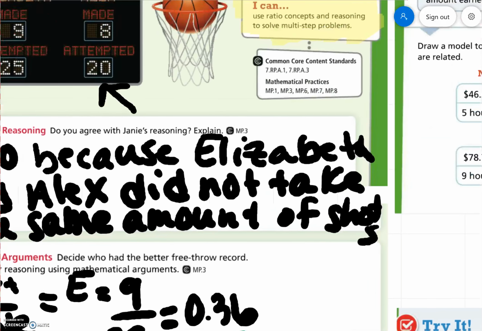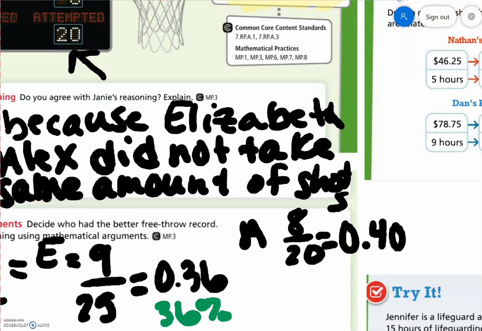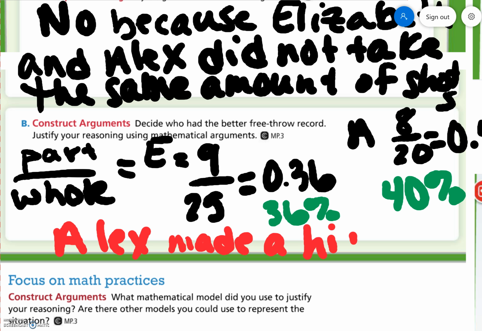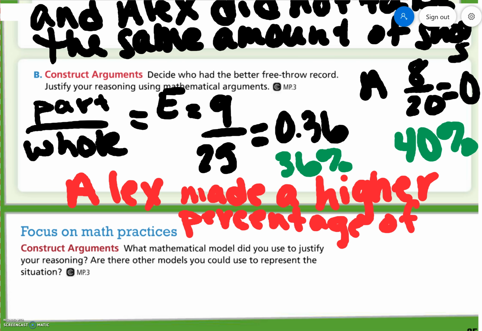All right, if we do the same thing for Alex, he made 8 out of 20. If we do 8 divided by 20 in our calculator, that's going to give us 0.40, which is 40%. So who really did have the better shot? Alex did. So Alex had the better free throw record because he made a higher percentage of shots.